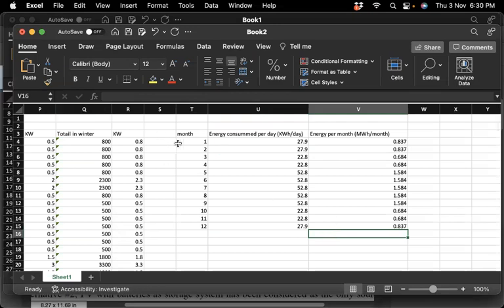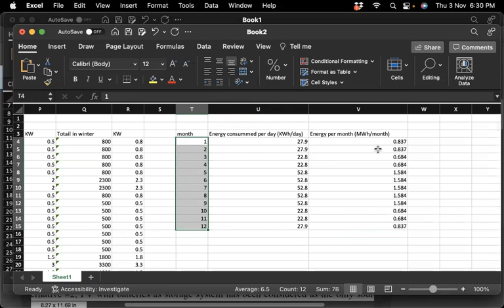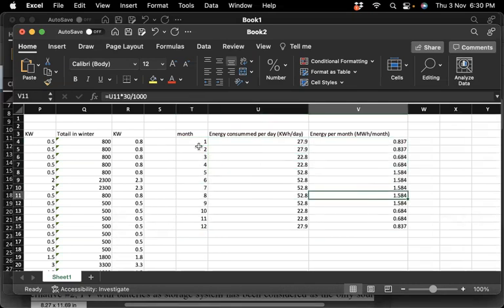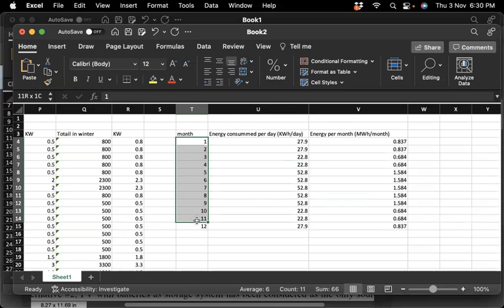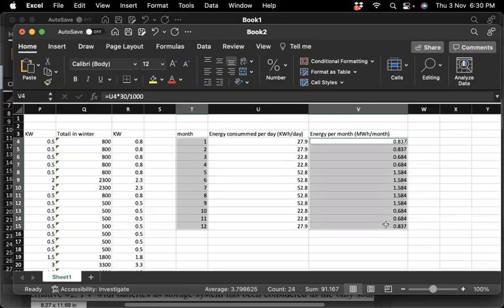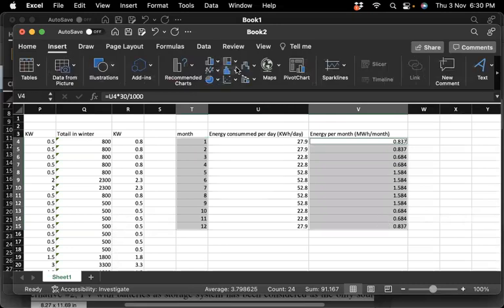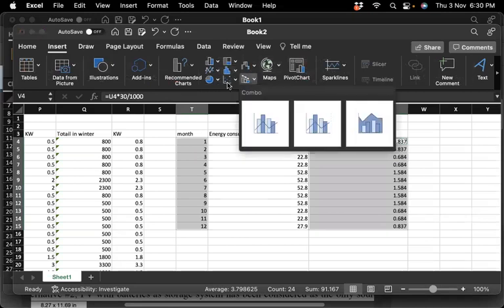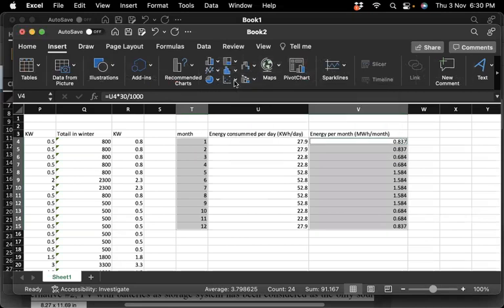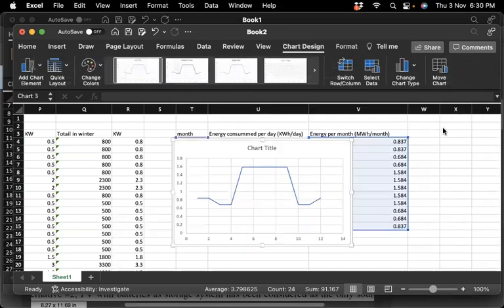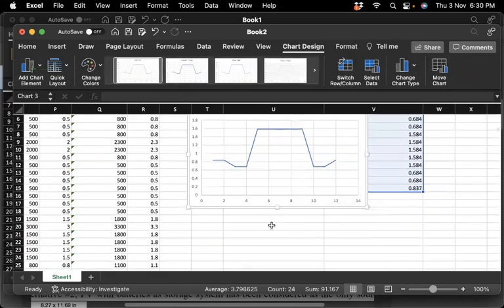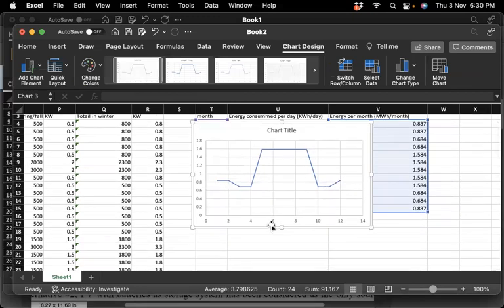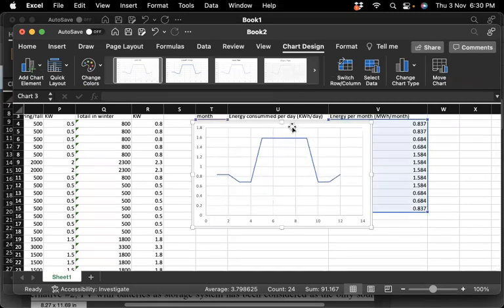So what I'm going to do now is plot these months against this energy consumption. Let's make a plot now. So I think, yes, this one. Okay, that's perfect. That's amazing. So this is a real demonstration of the energy load profile. Here, number of months.